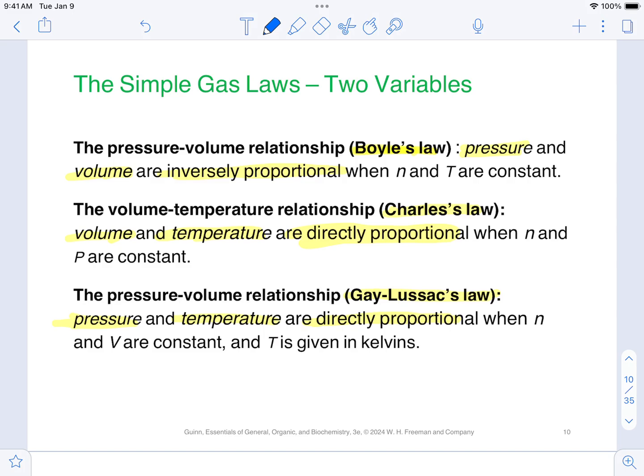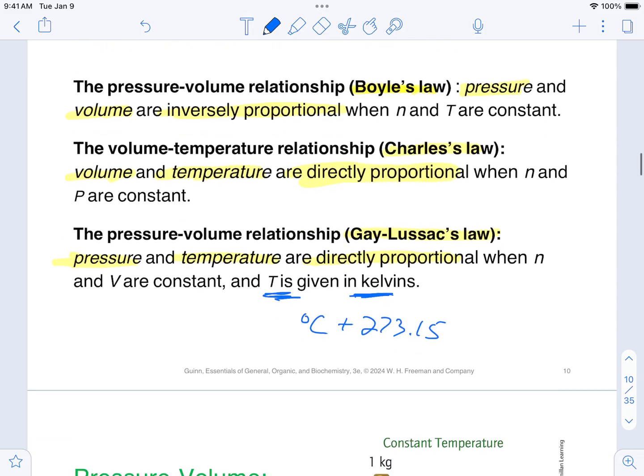Important here is that your temperature has to be in Kelvin. And that is the same thing for Charles' law. Anytime you are given temperature, you must convert it to Kelvin. And as a refresher, to do that, you take your Celsius and add 273.15.